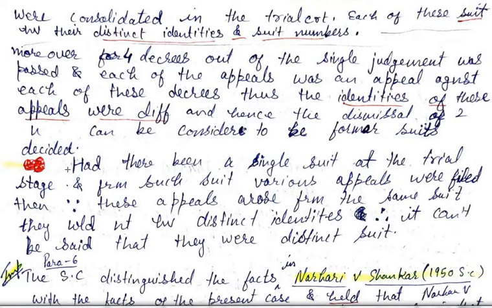अब नेक्स्ट पैराग्राफ में लिखो. Had there been a single suit at the trial stage, and from such suit various appeals were filed, then since these appeals arose from the same suit, they would not have distinct identities. Therefore, it cannot be said that they were distinct suits.